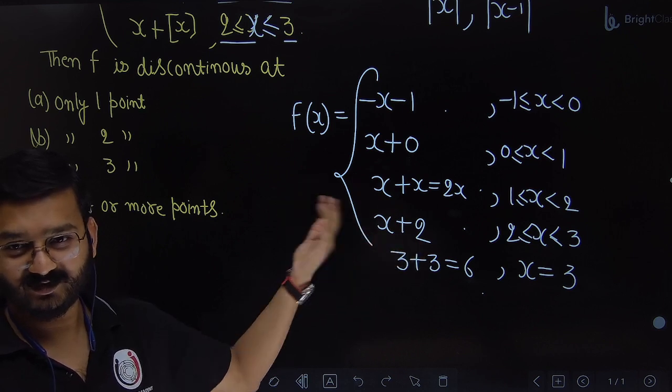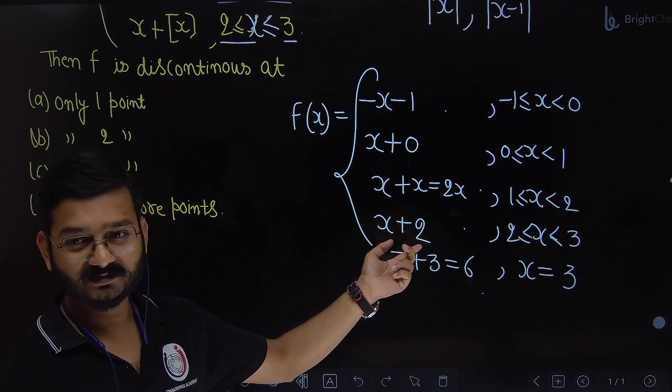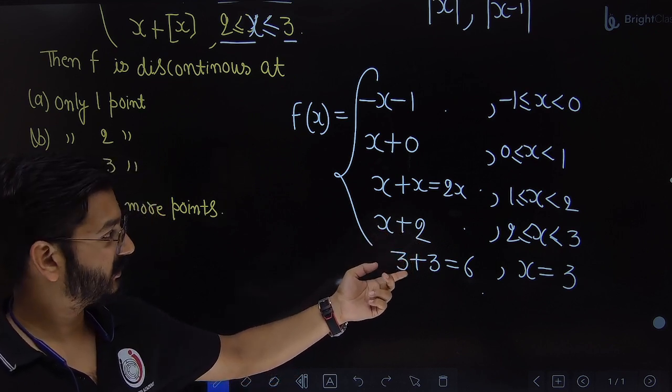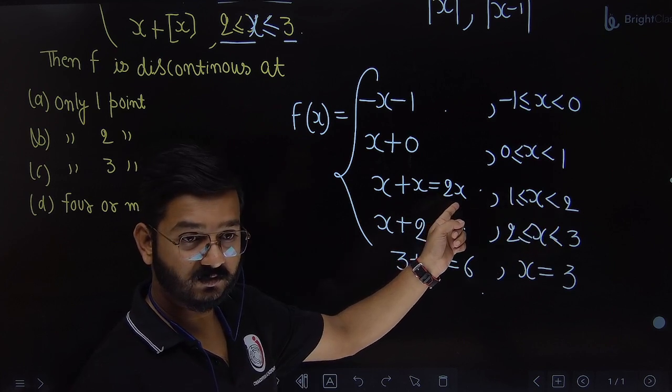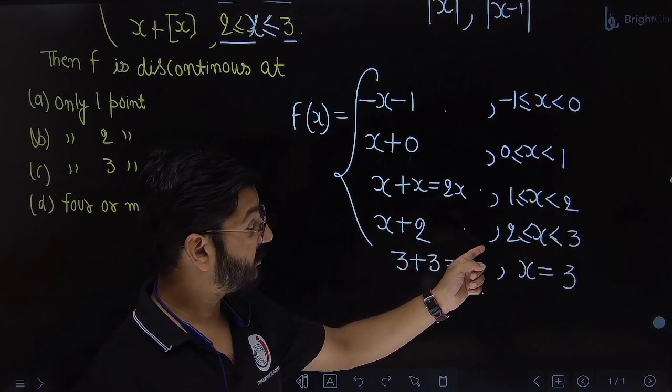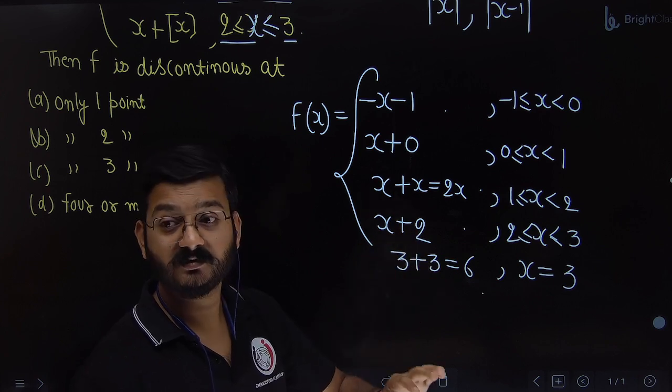Yeah, 3 point. Just put the values. You'll get the answer in 5 seconds. Only at 2 it is continuous. At 2 it is continuous. You can check. For the left hand limit at 2, you will take this thing: 2 into 2, 4. For the right hand limit at 2, you will use this: 2 plus 2, 4. So at 2 it is continuous.